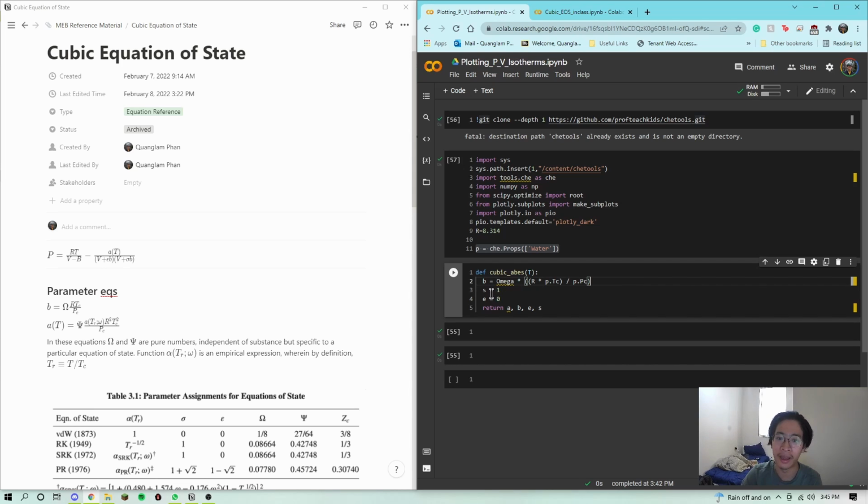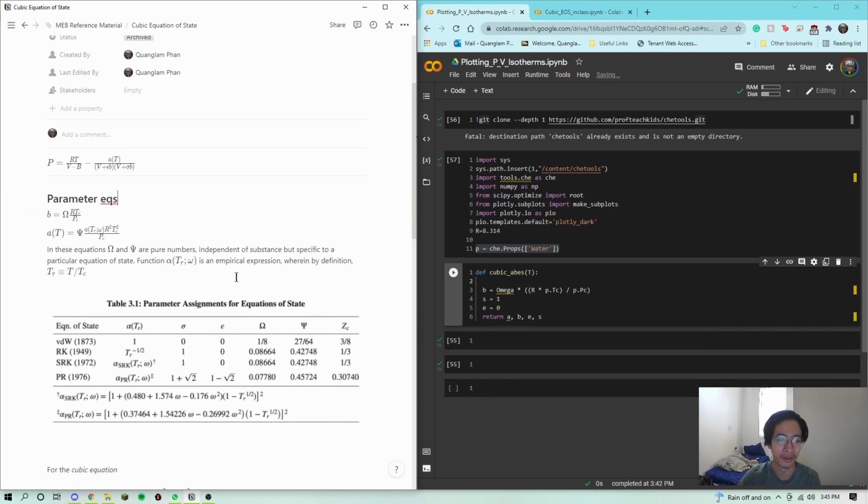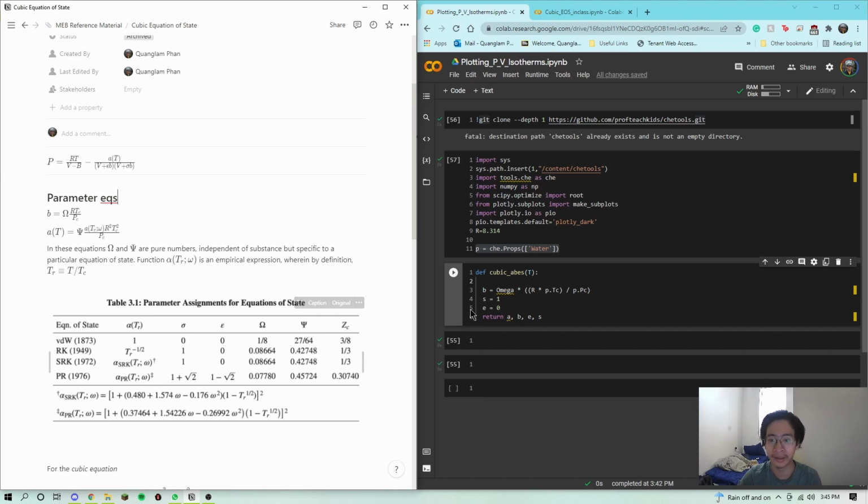Okay, great. We have B, E, and S, but we don't have A. Oh, that's right. Before we do that, omega is not defined, right? What's omega? Well, if you scroll down here, omega for SRK is just a value. Omega is equal to, what's that value? 0.08664 for the SRK cubic equation of state.